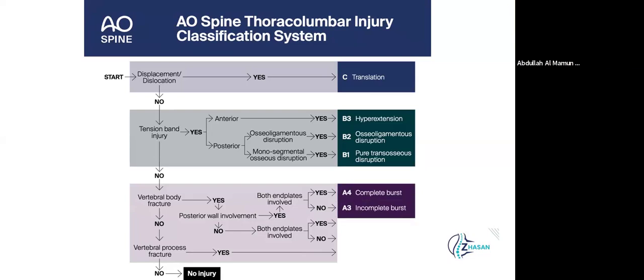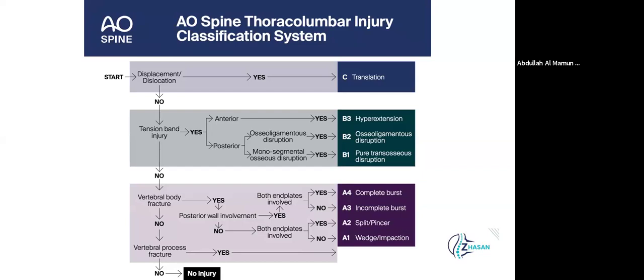If there is no involvement of the posterior wall, so it is only end plate injury. If both end plates are injured without posterior wall involvement, then it is a split fracture, A2. And if it is only a single end plate, that is a waist fracture or impaction fracture.